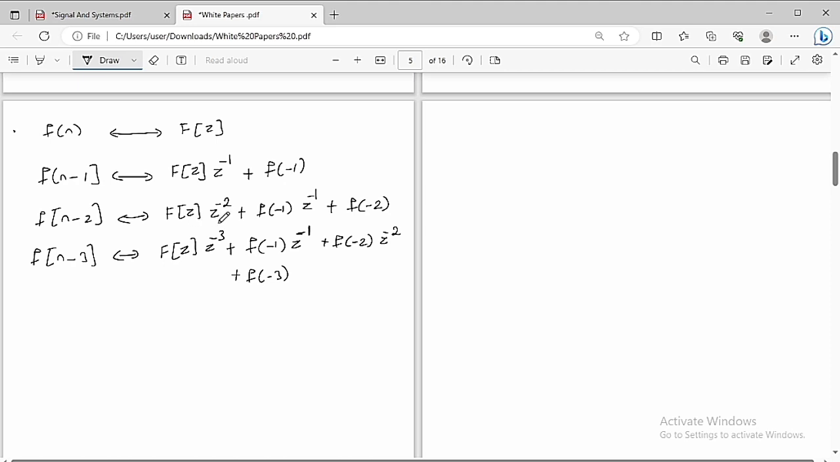Then f of z into z to the power of minus 2. Then f of minus 1. Then f of minus 2. So minus 2 you got here. So stop it. So here minus 1 is z to the power of minus 1.